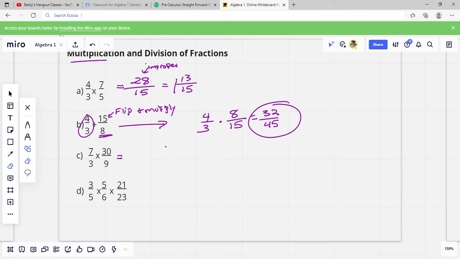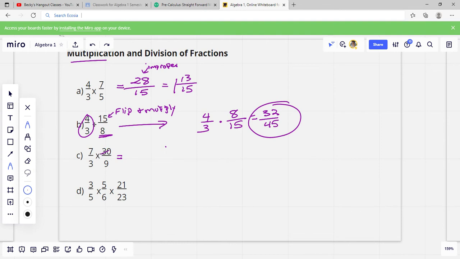So to do that, I can cancel. Anything that's diagonal from each other, I can cancel. This 3 has to be diagonal, like that way or that way, okay? So this 3 can cancel out that 30. You're looking for common factors. So 3 and 30 both have 3 as a factor.